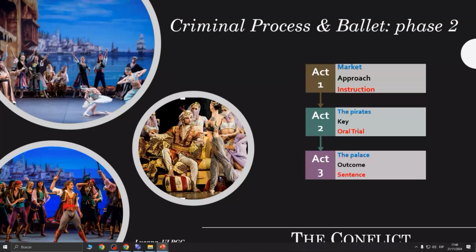The other element of storytelling is the conflict, and in the ballet, in this case, we have to identify it with 3 acts. This ballet is divided into 3 acts, and I think that it's perfect for a process, because in Spain the criminal process also has 3 phases. The first one is what happened in this ballet, what happened in this story, what happened in this fact. So that is identified with the investigation phase of a criminal trial.